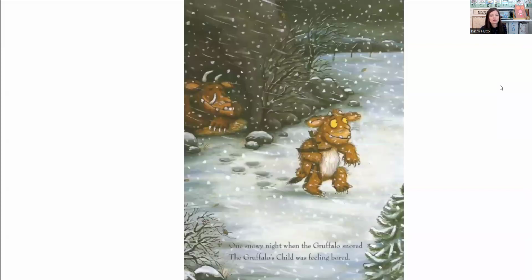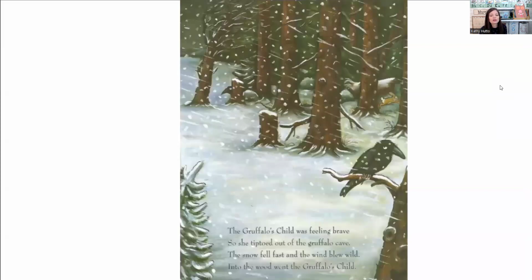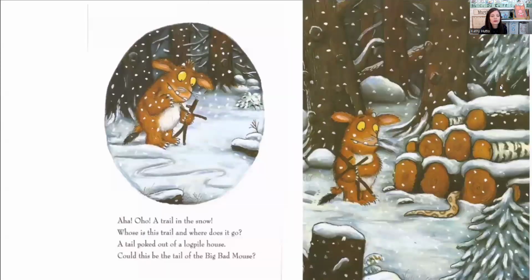One snowy night, when the Gruffalo snored, the Gruffalo's child was feeling bored. The Gruffalo's child was feeling brave, so she tiptoed out of the Gruffalo cave. The snow fell fast and the wind blew wild. Into the wood went the Gruffalo's child. Aha! Oh-ho! A trail in the snow. Whose is this trail and where does it go?